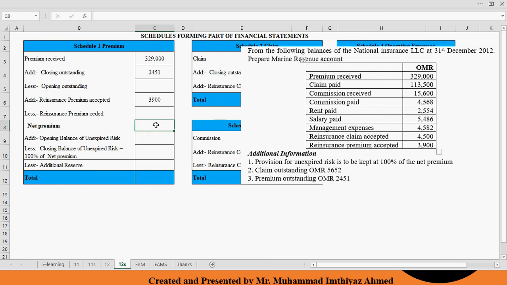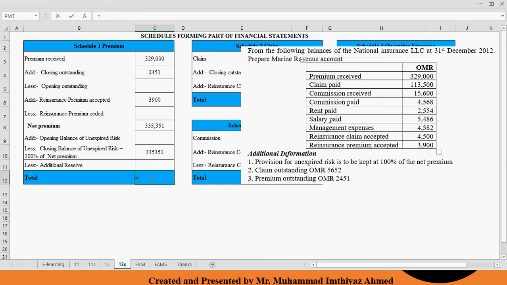So now let's calculate the net premium. Premium here we got 329,000 plus. We need to add closing outstanding and again we need to add reinsurance premium accepted. So this total comes to 335,351. In this we need to calculate 100% in closing balance. If you calculate 100%, as I'm showing you, you can do the same and check in your calculator: 335,351 into 100 divided by 100. It is the same amount you will get.